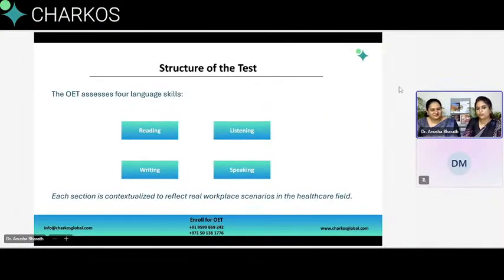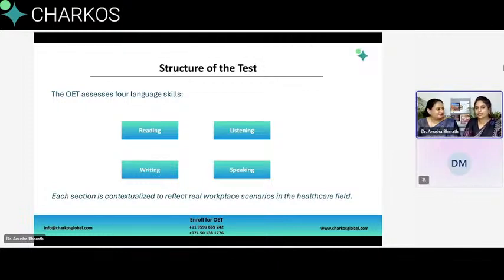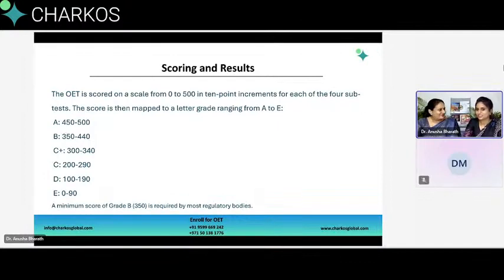So, the structure of the test is like this. You're assessed on 4 language skills, as you can see on the screen: reading, listening, writing, and speaking. And each module reflects real workplace scenarios in the healthcare setting. So, as a healthcare professional, it becomes really easy for you to solve all the problems that appear in these modules. Well, that's interesting. It is a very interesting exam, actually.